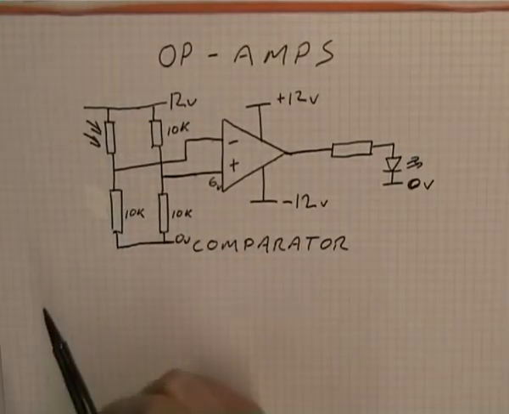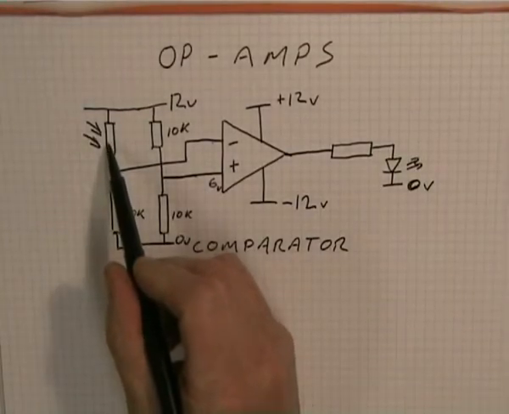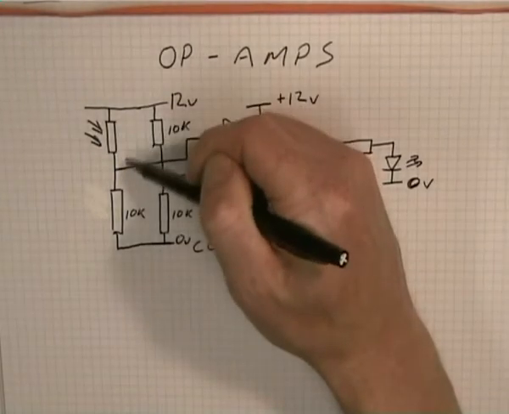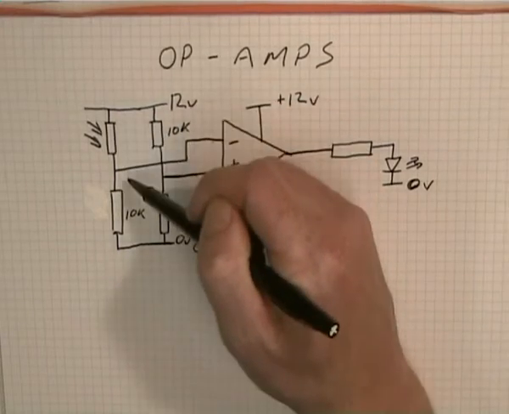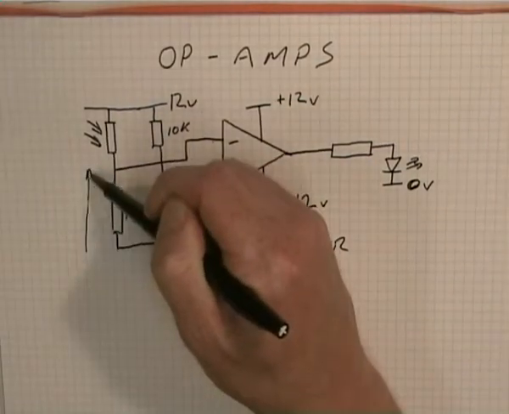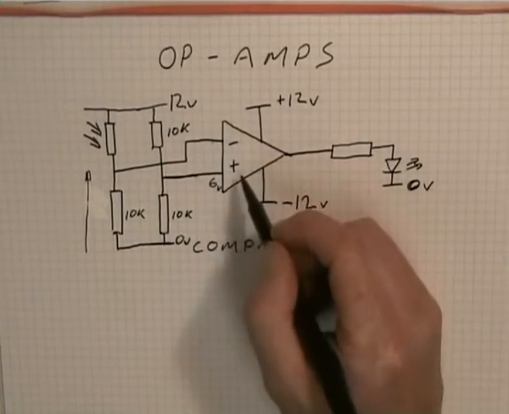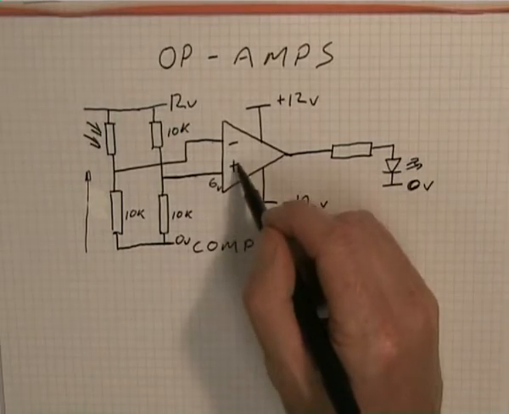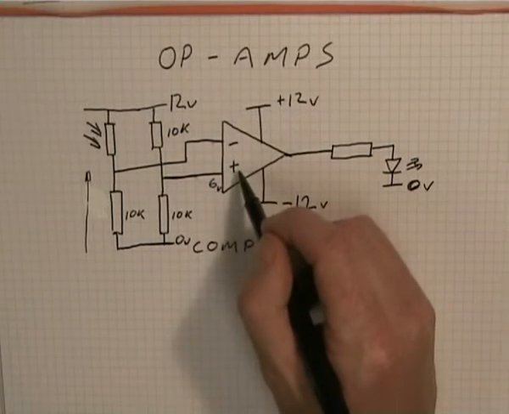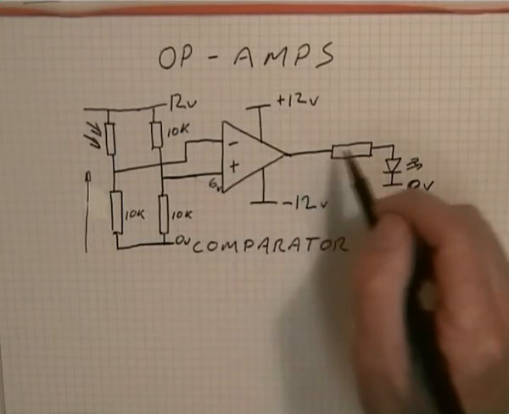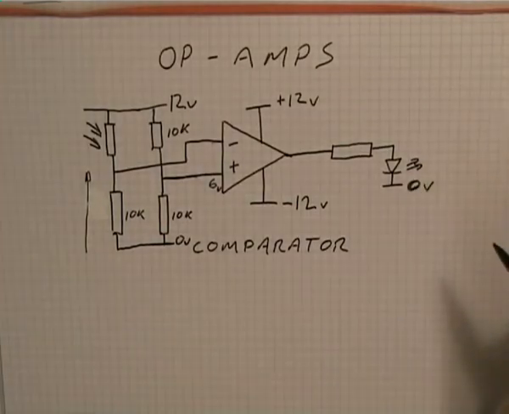So in the dark, the LDR has a high resistance. So in the dark, high resistance, so the proportion of voltage here will also be large. So in the dark, that voltage will be large. This voltage here will be small in the dark. The non-inverting input will probably be bigger than that one. So in the dark, non-inverting input wins. So this goes high and the light comes on. So the LED will come on in the dark.